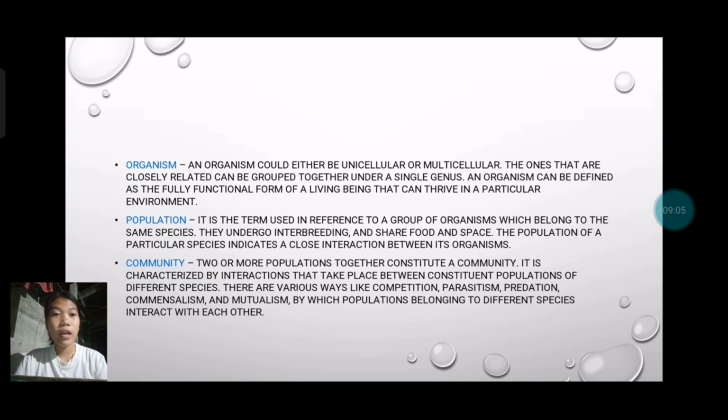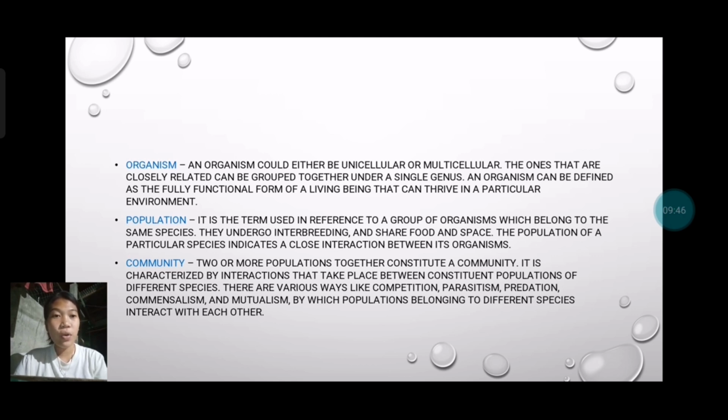Next was the organism. An organism could either be unicellular or multicellular. The ones that are closely related can be grouped together under a single genus. An organism can be defined as the fully functional form of a living being that can thrive in a particular environment. Population. It is the term used in reference to a group of organisms which belong to the same species.